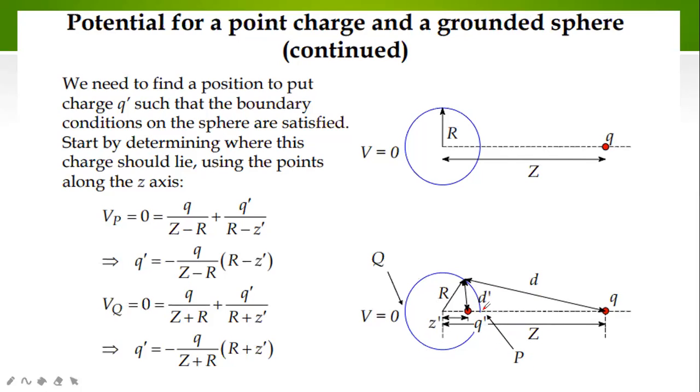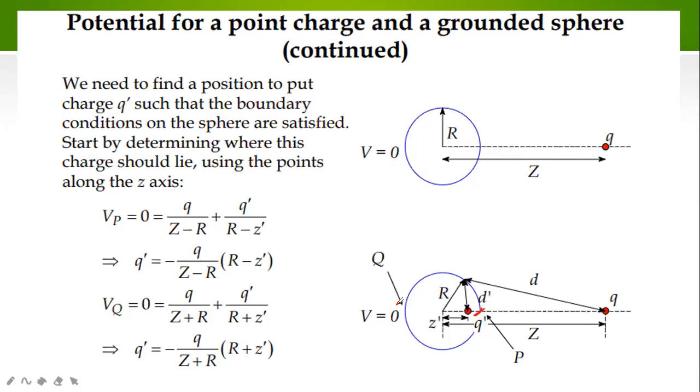You can see in this diagram, this is your point P. So this point P is on your surface now. This is your point P. As this point P is on the surface, you can write V directly as equal to 0, or you can calculate it for q charge, for q dash charge. So from here you can get the value of q dash.